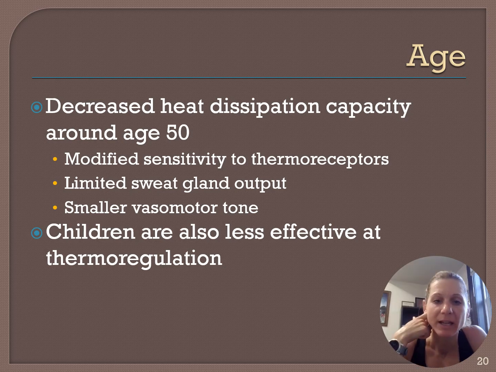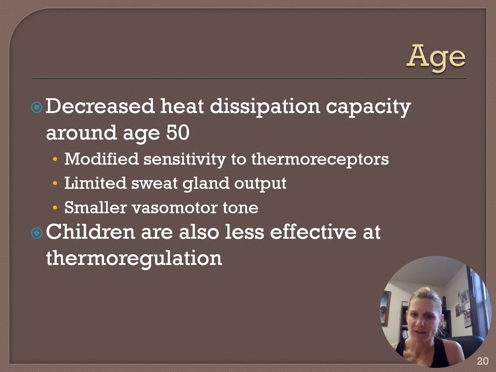So then we know that age will have an effect on our ability to cope with heat as well. We will experience a decreased heat dissipation capacity around the age of 50. Again, there can be some variance there. We also know that children are less effective at thermal regulation, and the reason for that is they don't have well developed sweat glands yet. So kids are kind of lacking in that area.